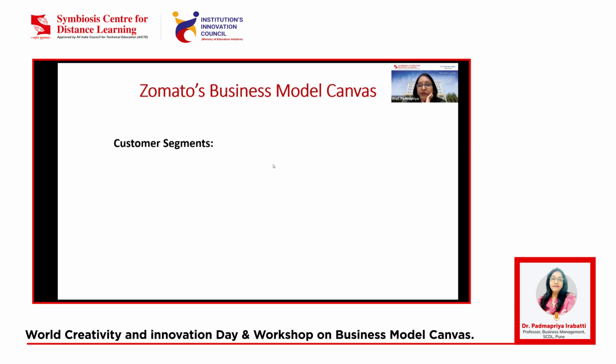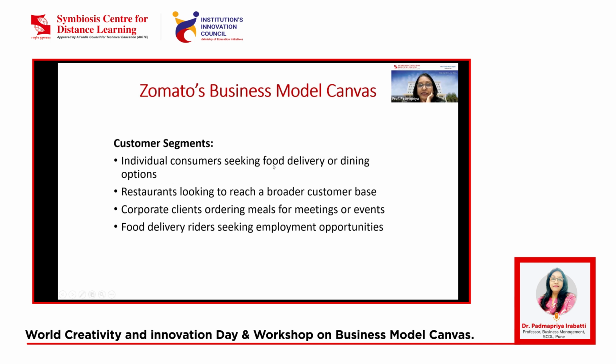Very good. So let me club whatever answers I have got. Individual customers seeking food delivery or dining options. Okay, they are the customers. So you have given only one answer, the customers actually. Apart from that, those who are ultimately interacting with them or rather becoming their customer are also the restaurants. Restaurants are also the customers of Zomato, because restaurants are looking to reach out to them for the broader customer base. So they are also the customer segment for Zomato.